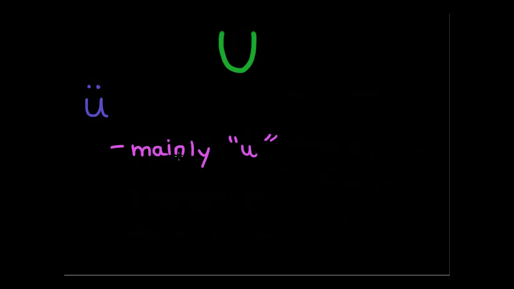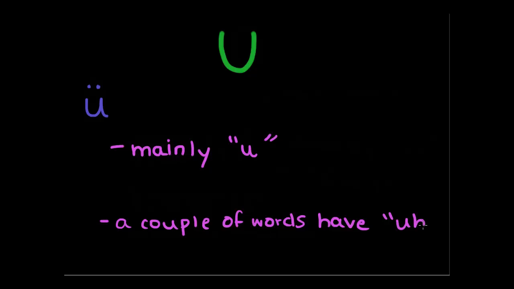Really, there's only one other option. It's just UH in a couple of words. A couple of words, not a lot, have UH for the oo sound. I think there's really only two main words that have it, so we'll look at those. But with mainly U, most German words are going to just be spelled with the U for the oo sound, like Bierstube. So you've got the U for the oo sound. That's pretty normal, and that's what it's going to be mostly.